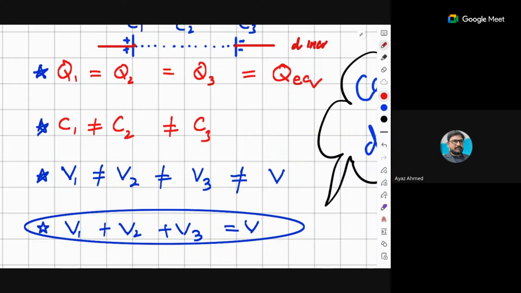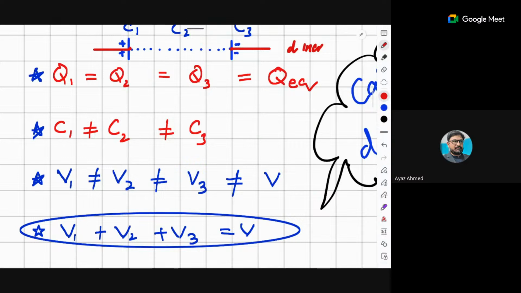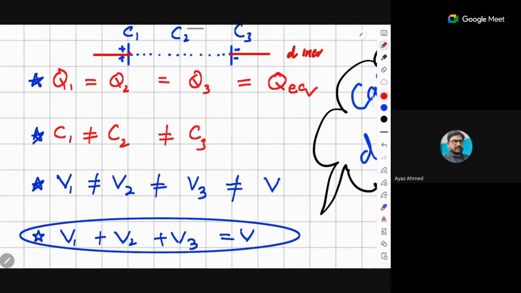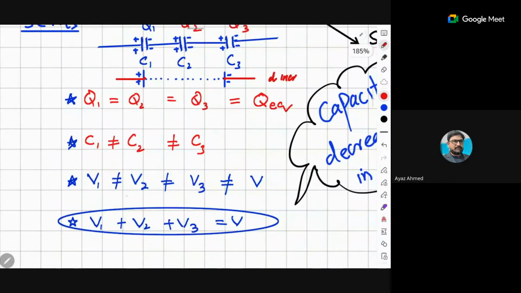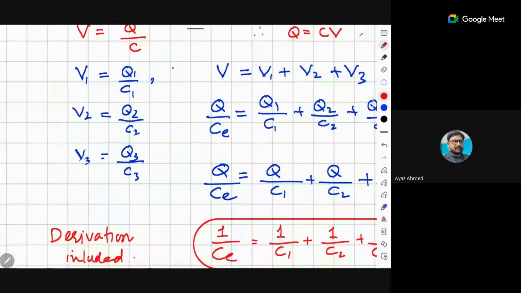Q1, Q2, Q3 will be equal. In series, charge is unchanged. Charge does not change, as I told you. Then C1 is not equal to C2 and not equal to C3. If you have different capacitors, then V1 is not equal to V2 and not equal to V3. Is this clear to everyone? But the important thing is V1 plus V2 plus V3 is equal to V. The sum of all the potential differences equals V.